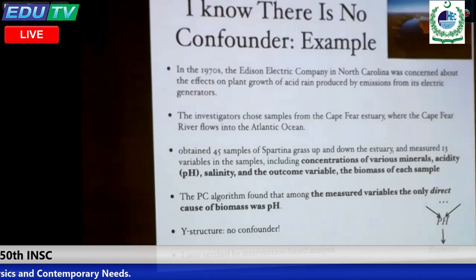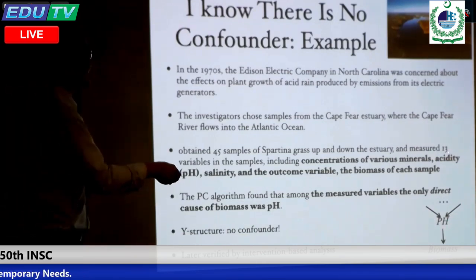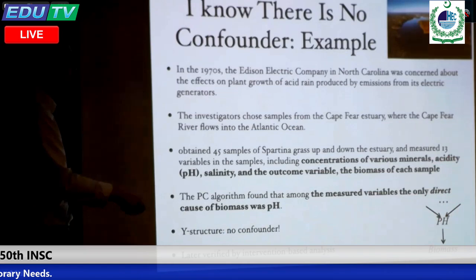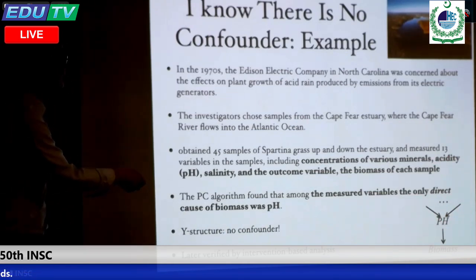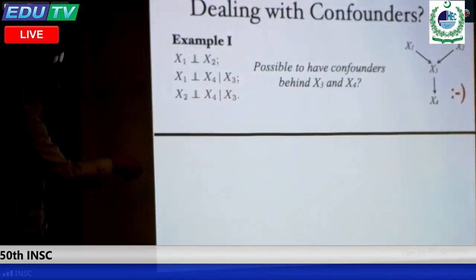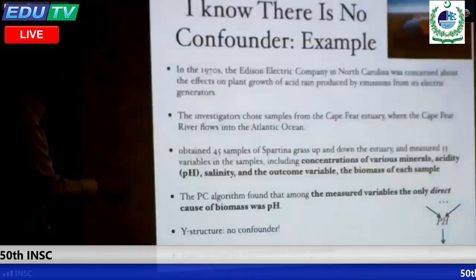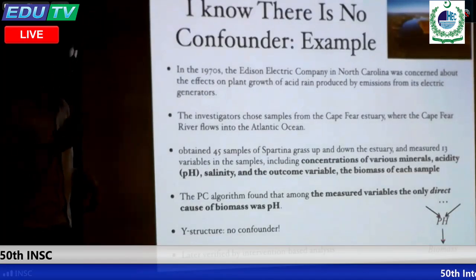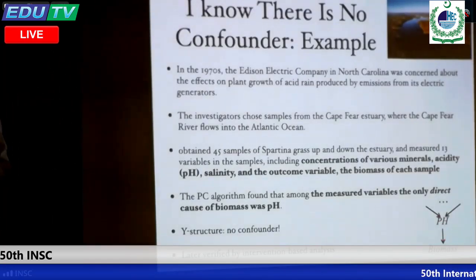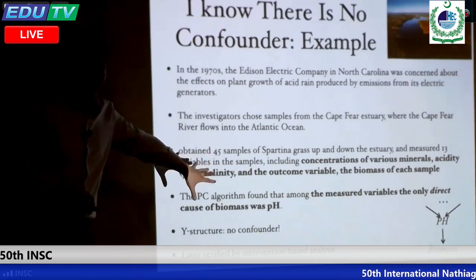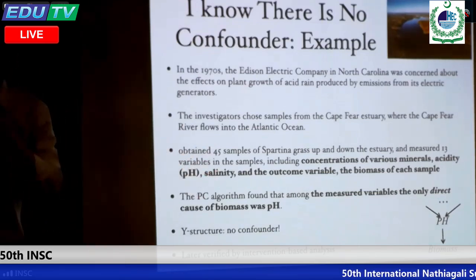Okay, this is another real example. The electric company tried to see the source of pollution, and they measured a lot of variables, including pH, acidity, and so on, and the biomass. And they found that given pH, biomass is conditionally independent from other things. And then we are completely sure that pH is the only direct cause of biomass without a latent common cause. Later, they actually did some interventions and they verified this. Okay? You can really discover true causal relations from data. I hope this is a partial answer to your question.